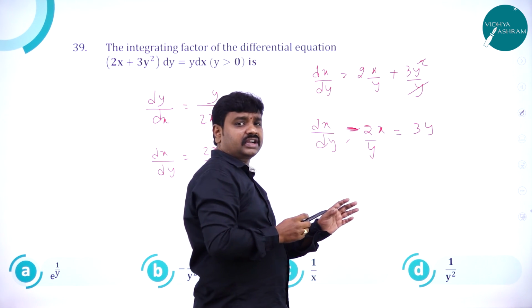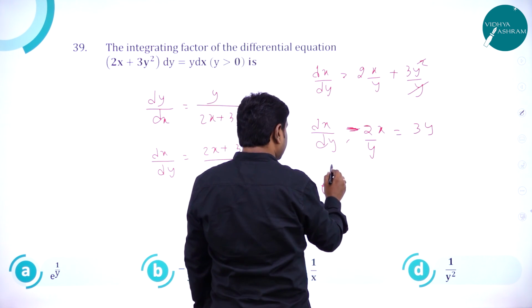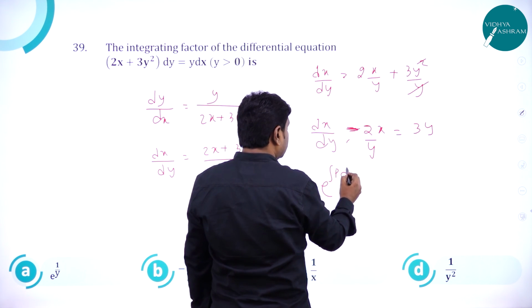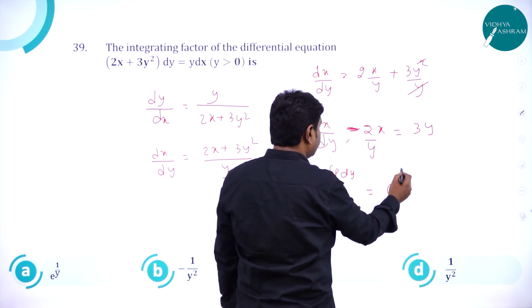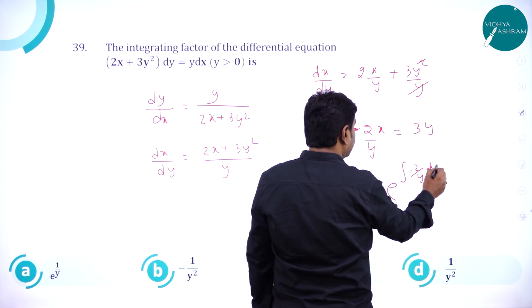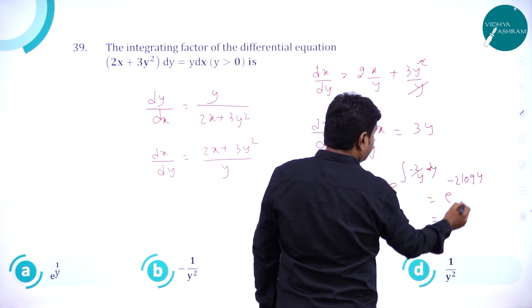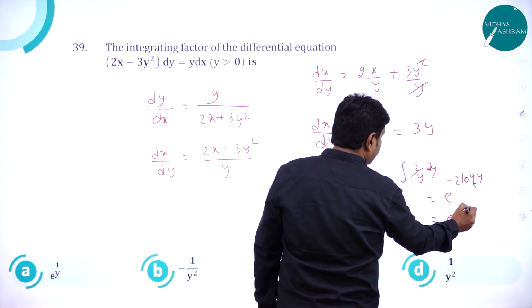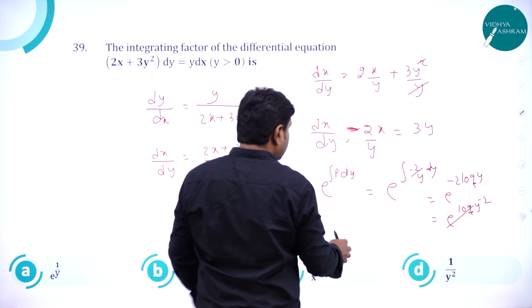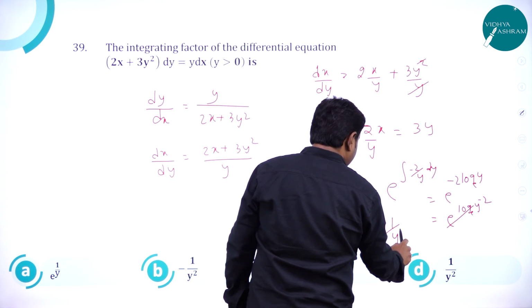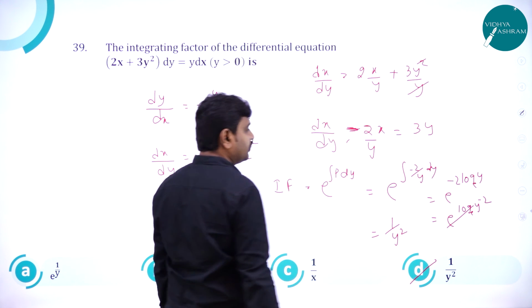Now integrating factor means, by formula, e power integration of p dy. Now this is a function of what? Y, p dy. P means the coefficient of x. So e power integration of minus 2 by y dy. What is integration of 1 by y? Log y. Minus 2 is constant, so minus 2 log y. But you know m log a can be written as log a power m. I can write it as y power minus 2. The e and log cancel. So y power minus 2 is the integrating factor. Y power minus 2 is not given, I can write it as 1 by y square. So the answer is this.